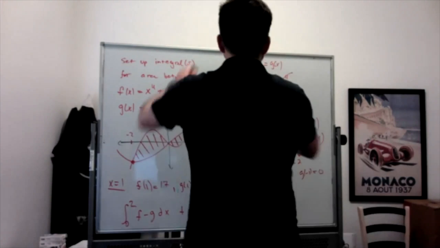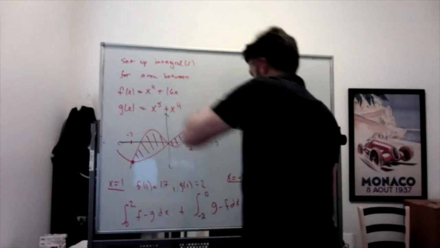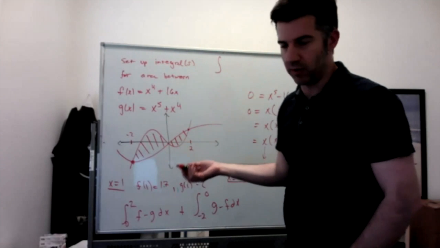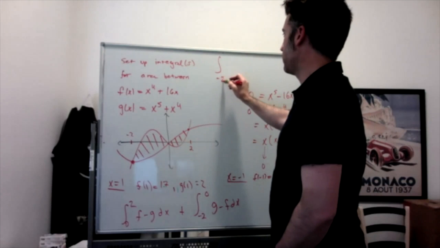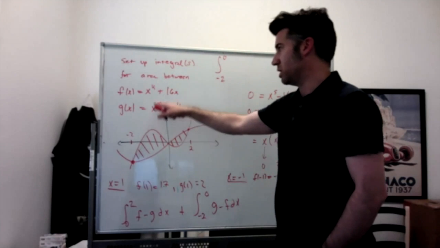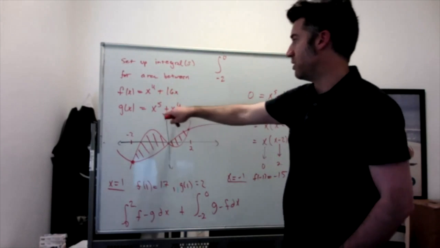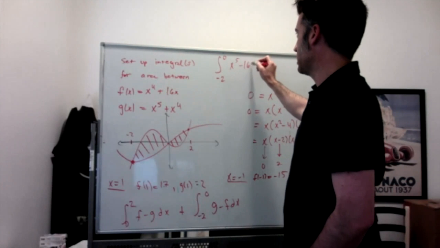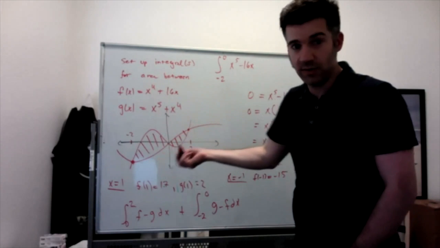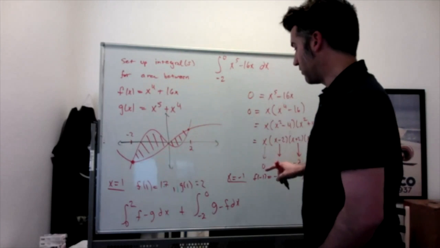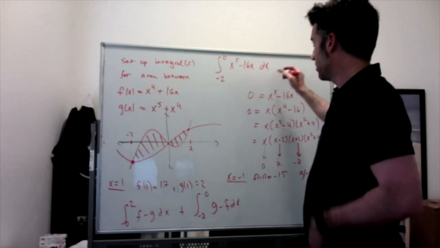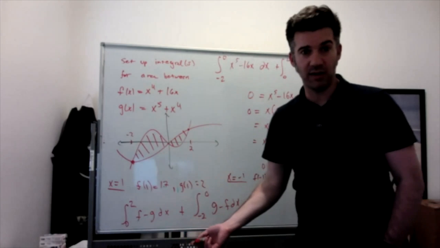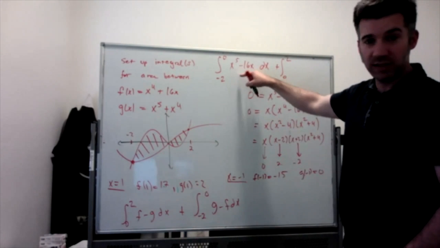So the setup for this would be, I'm going to do the integral, and we usually write the leftmost integral first. So I'm going to do the integral from negative 2 to 0 of g minus f. And by the way, this minus this is just x to the fifth minus 16x, right? The x to the fourths cancel out. And here's the nice thing. If you know what g minus f is, then f minus g is just the opposite of that. It's going to be negative x to the fifth plus 16x.